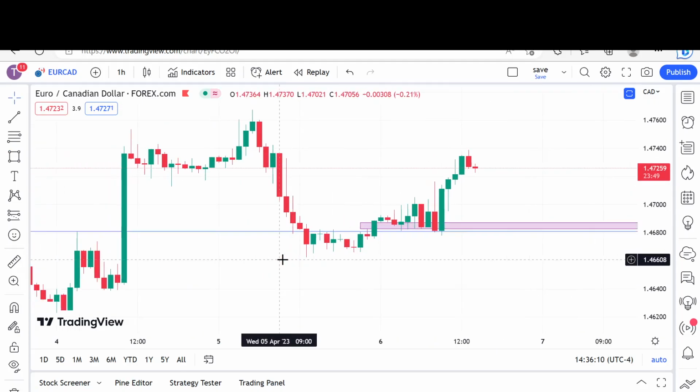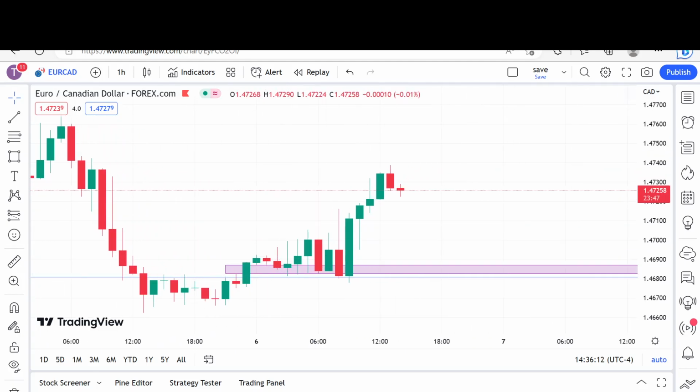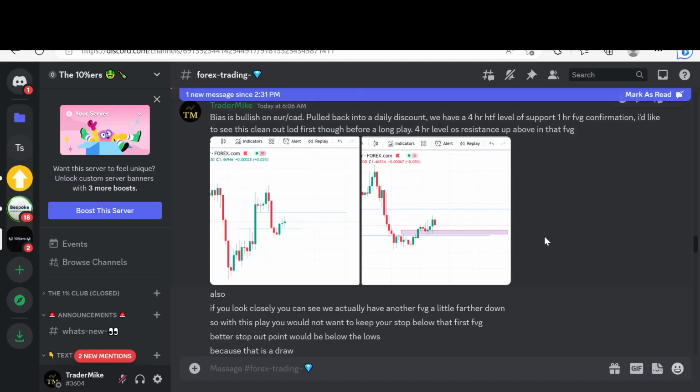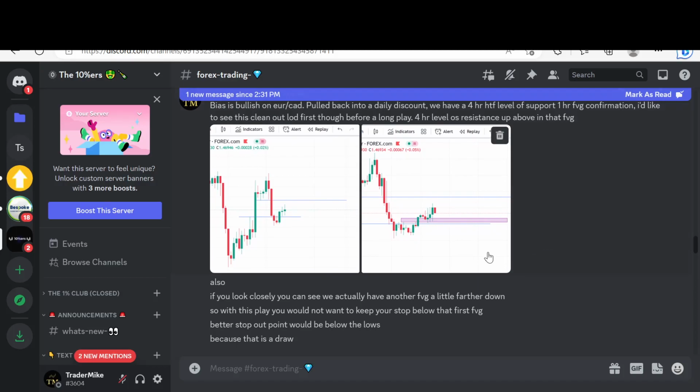And we have another one a little bit farther down, because if you remember when I was reading this off for you, where was it at? If you look closely, you can see we actually have another fair value gap a little bit farther down. So with this play, you would not want to keep your stop below that first fair value gap. This is key. You want to take note of this and pay close attention. A better stop out point would be below the lows, because that is a draw, right?